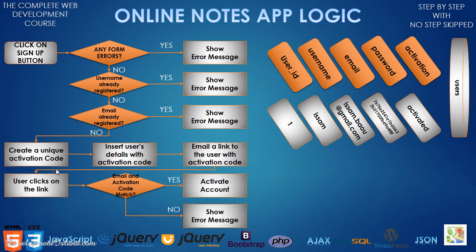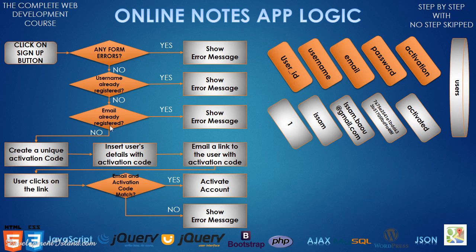a few checks. So first, we're going to check if there are any form errors, like a field missing or an incorrect input. Then we're going to show an error message if anything is wrong. Then we're going to check if the username is already taken. This means that we've got the same username already in our users table. Then we're going to check if the email address is already registered.